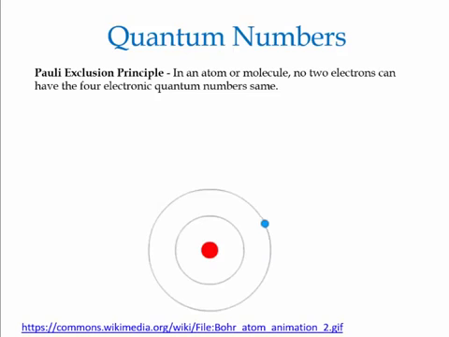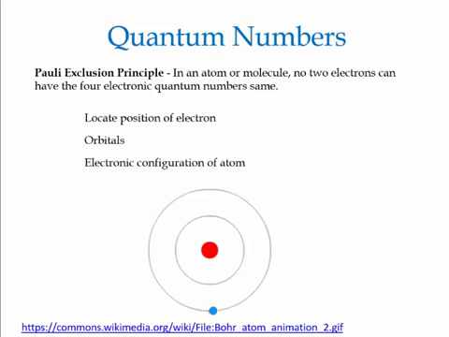We know that in an atom, the nucleus is at the center and it is surrounded by the electrons. Electrons revolve around the nucleus in different energy shells. Hence, quantum number helps to locate the position of the electron. It also helps to understand the concept of orbitals. That means in which orbital the electron is placed. It also helps to understand the electronic configuration of an atom. And finally, it helps to understand how the element is placed in the periodic table. Hence, there is a great need to study quantum numbers.